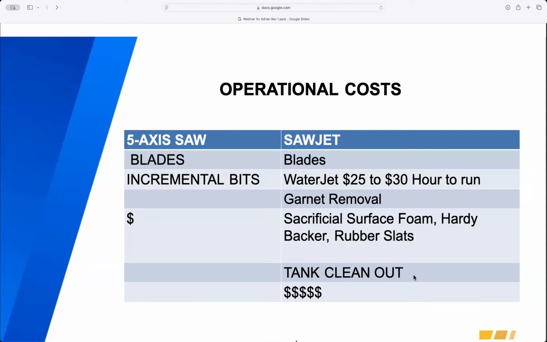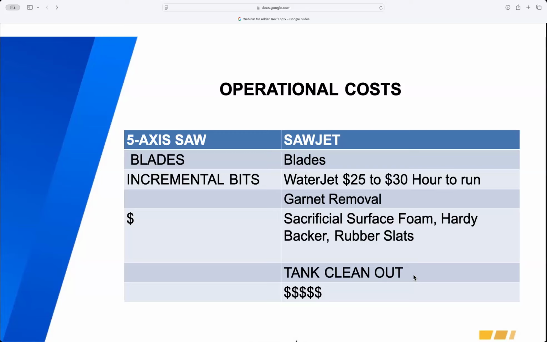Well, you got the 5-axis CNC saw. You got just your blades, which you have the same thing with the saw jet. The blade's a blade, and then you have the incremental bits to do your cutouts of your sinks and your radius cuts and things like that. But then when you get into the water jet portion of a saw jet, I mean, you're looking at $25 to $30 an hour to run. That's with the consumption of electricity, garnet, and you factor in also some issues like lines, tips, things of that nature.